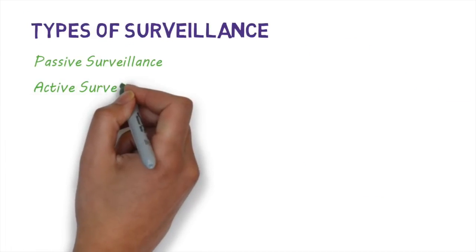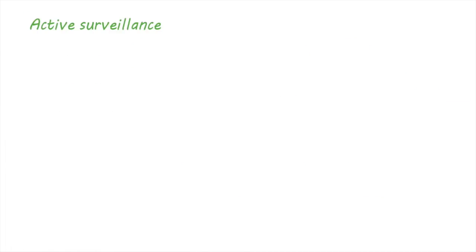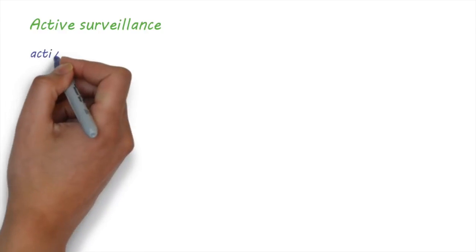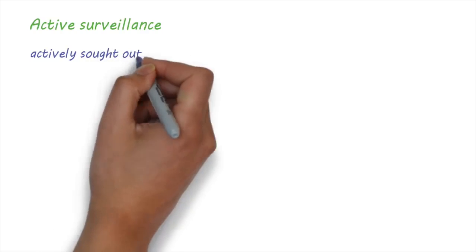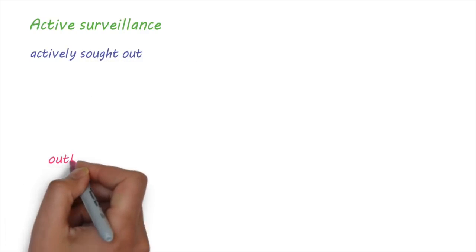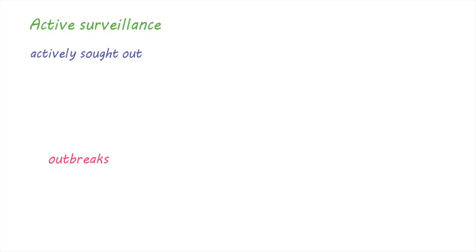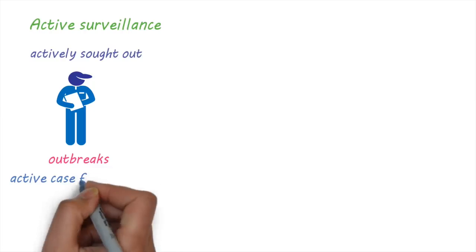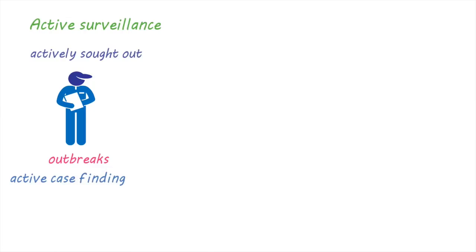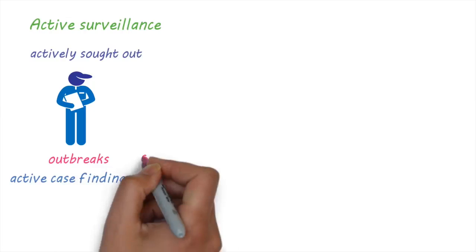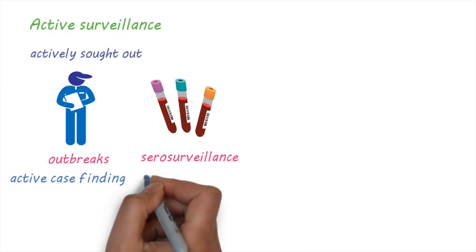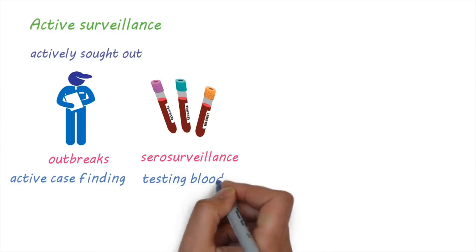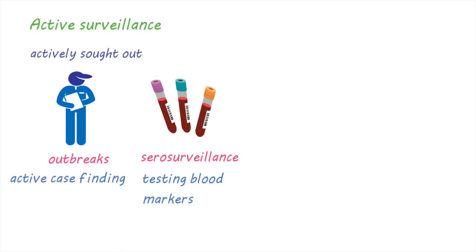Now, let's take a look at active surveillance. In contrast to passive surveillance, in active surveillance, health data is actively sought out. This type of surveillance is commonly used during outbreaks. For example, during an outbreak, health teams may visit the community to actively seek out cases that may not have otherwise presented to health centers. Another example of active surveillance is serosurveillance. This involves testing blood in a selected population for various markers. For example, checking for antibodies can be used to check for active or past disease.